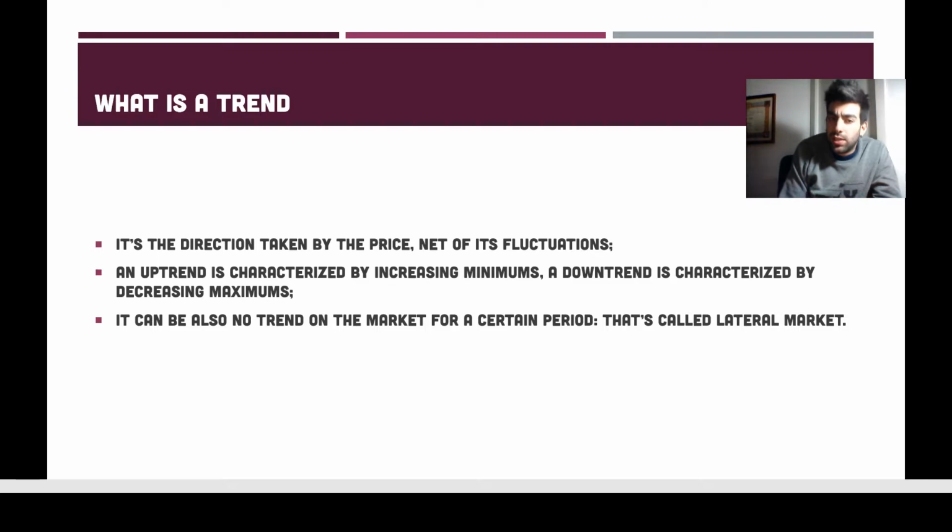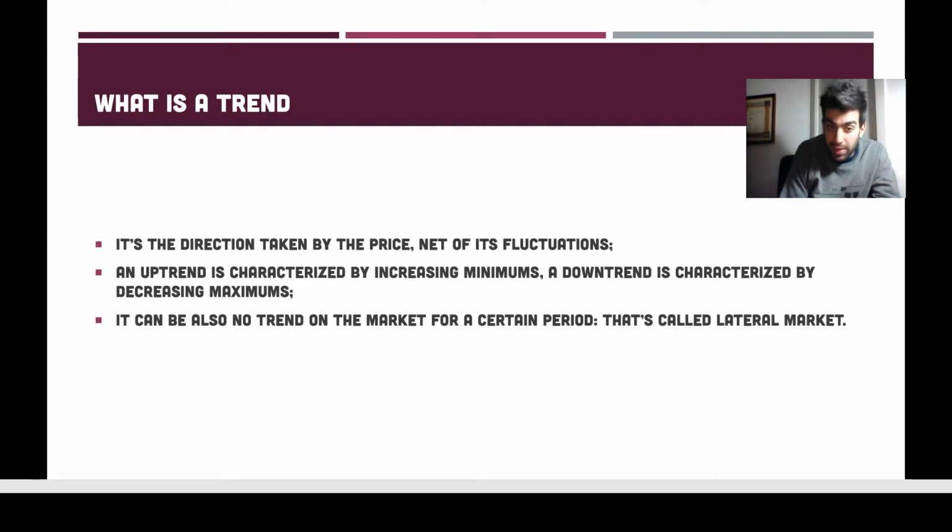We have three kinds of trends. So it's not two kinds of trends, it's three kinds of trends. Why? We can see right now. An uptrend is characterized by increasing minimums, more or less. We cannot have all the minimums increasing every time; that would be impossible. While a downtrend is characterized by decreasing maximums. We will see this perfectly now with some examples. Why did I say three kinds of trends? Because there can also be no trend on the market for a certain period.